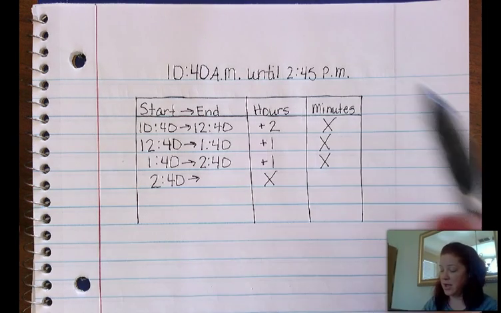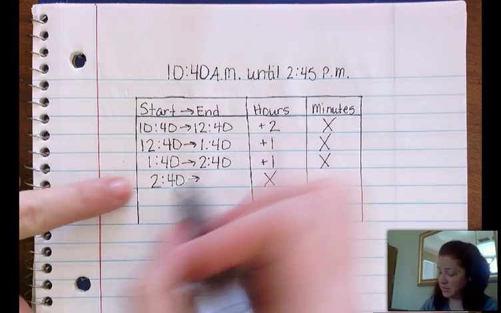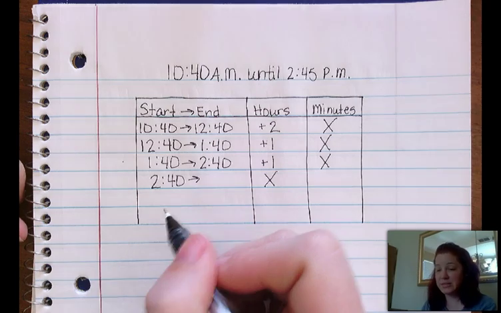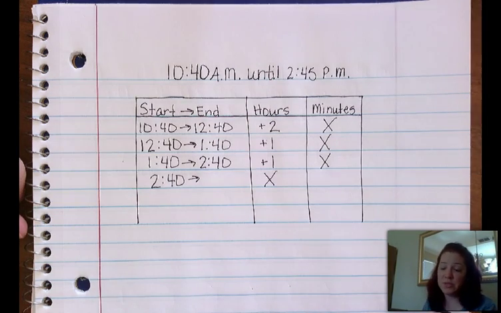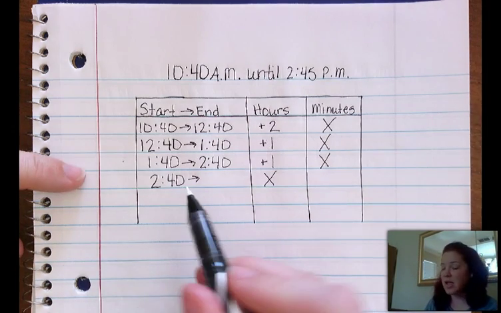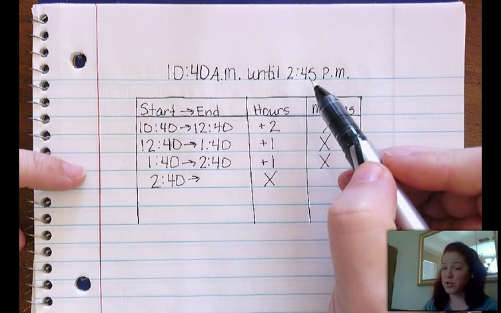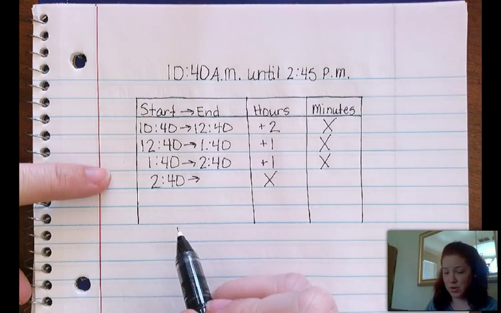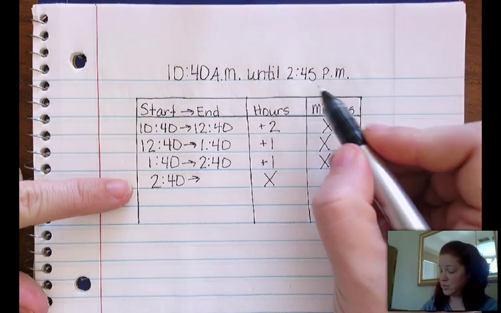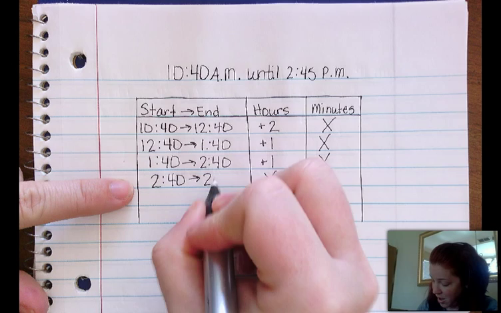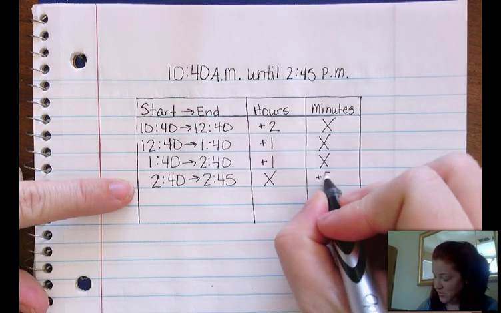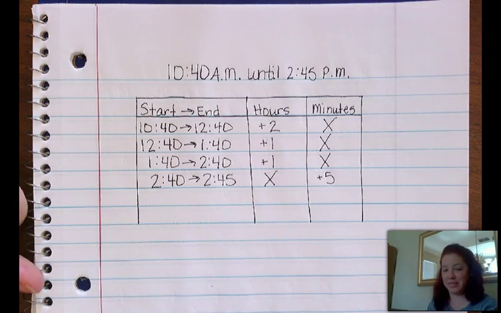Now we're going to count by our minutes. 5 minutes. So if we did 5 minutes, you can count by 5 minutes, 10 minutes, whatever increments you decide you want to. Again, as long as you are not going over the final time. So 2:40 would be 2:40, 2:45. Well, how much time has elapsed there? 5 minutes. So I'm going to put plus 5 right there.